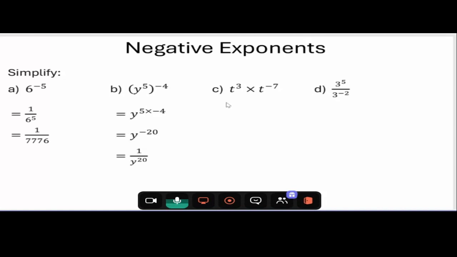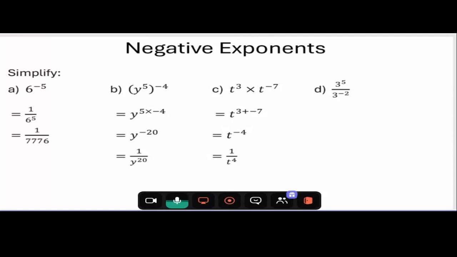Okay, so we're multiplying with the same base, so we know that we add the exponents. 3 plus negative 7. We can add those together. That adds up to -4. And we don't like negative exponents in our answers, like I said, unless they specifically tell you they want it, which they don't do very often. So t to the -4 is 1 over t to the +4.